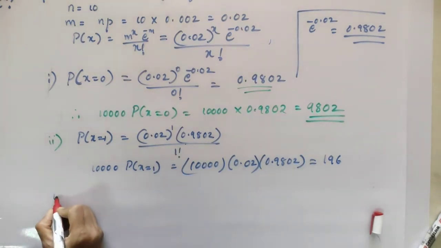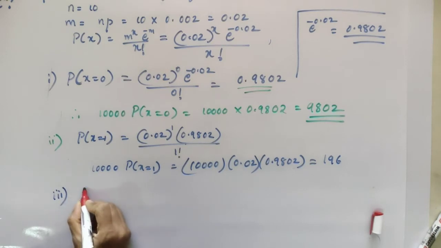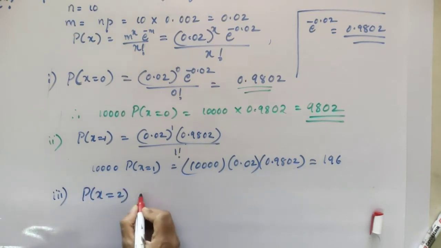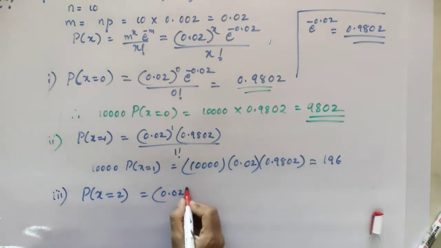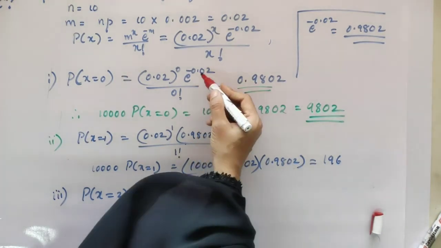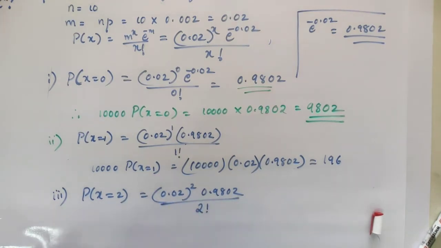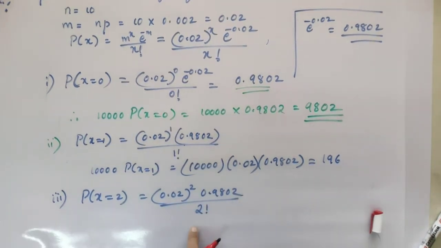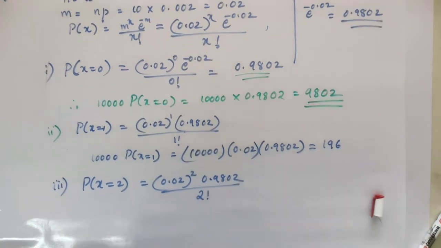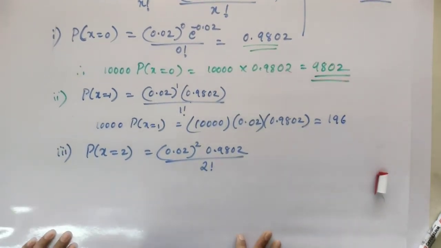Similarly, let's go for the last one. 2 defective blades means x is equal to 2. So it will be 0.02 raised to 2 into e to the power minus 0.02, which is 0.9802, divided by 2 factorial, which is 2 only. Now I have to multiply this number by 10,000 to estimate the number of 2 defective blades in the packets.